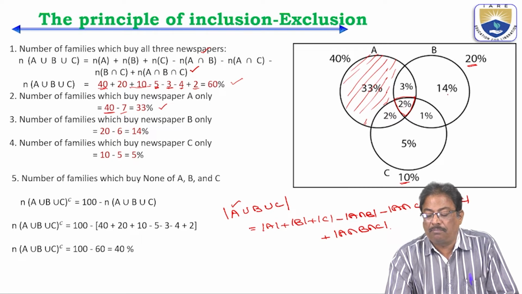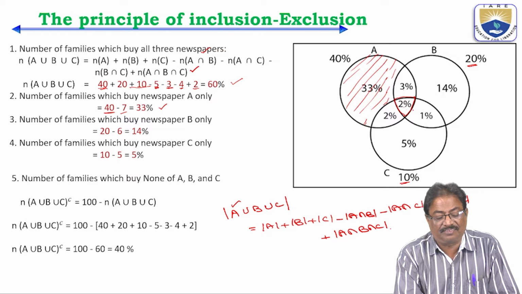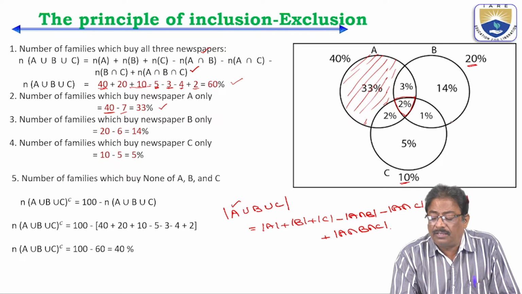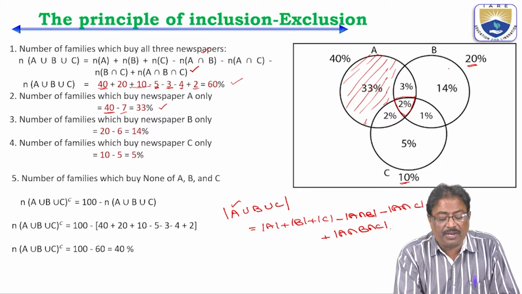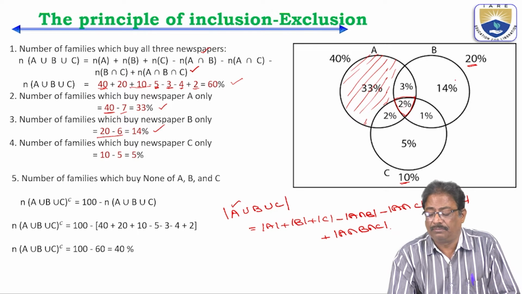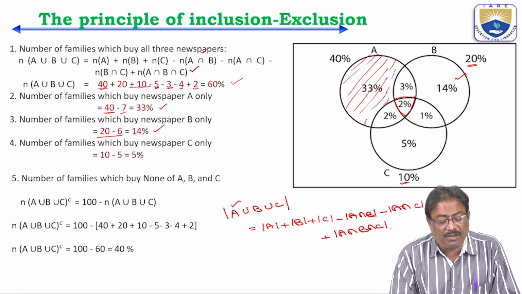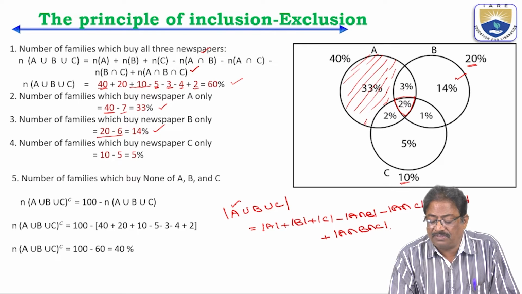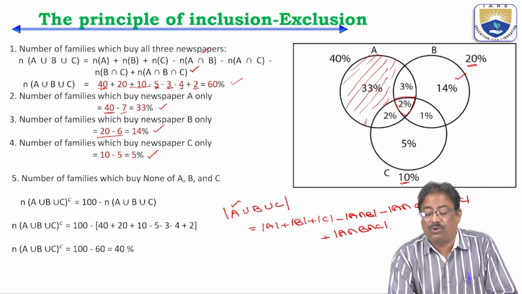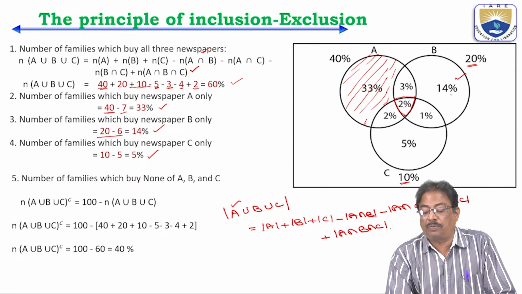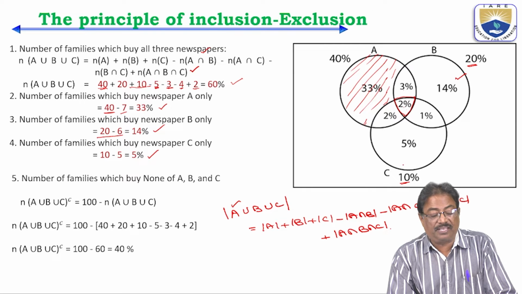Similarly for B, 20 minus 3 plus 2 plus 1, which is 6. So 20 minus 6, we are going to get 14%. And similarly for C, it is 10 minus 2 plus 2 plus 1, so it is 10 minus 5. It will be 5%. So the number of families who buy only newspaper A is 33%, only newspaper B 14%, only newspaper C 5%.